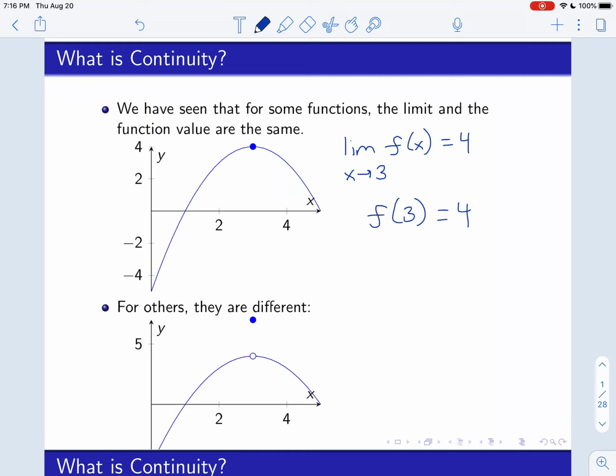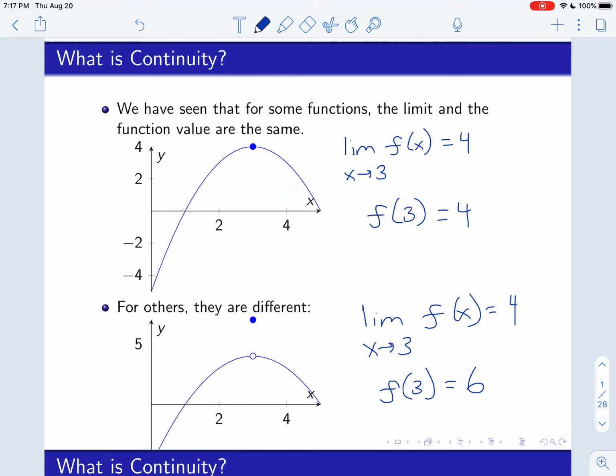But then in the second graph, they'd be different. The limit as x approaches 3 of f of x, that's what's happening down here near 3. So that looks like it's about 4 again. It's just a little bit below 5. But the function value is something above 5. It looks like if I'm estimating that down here, f of 3 is about 6.